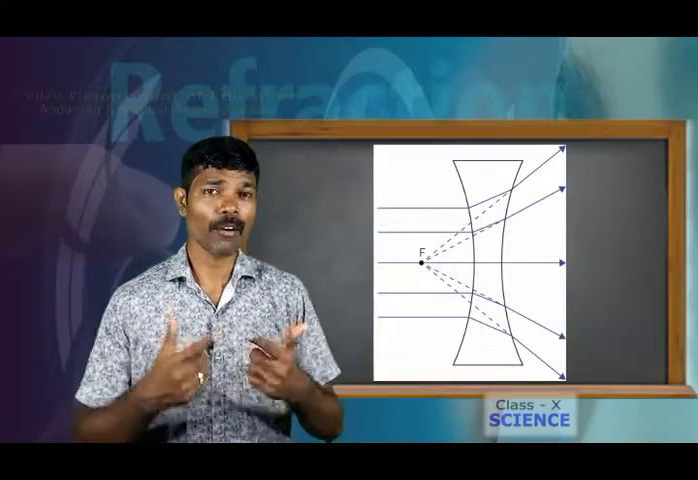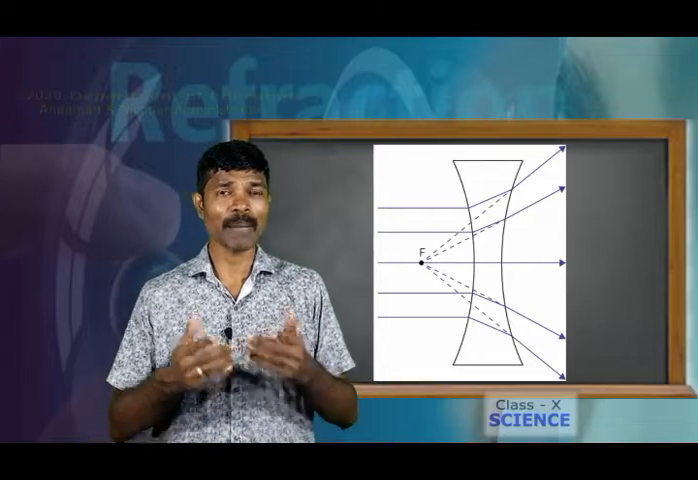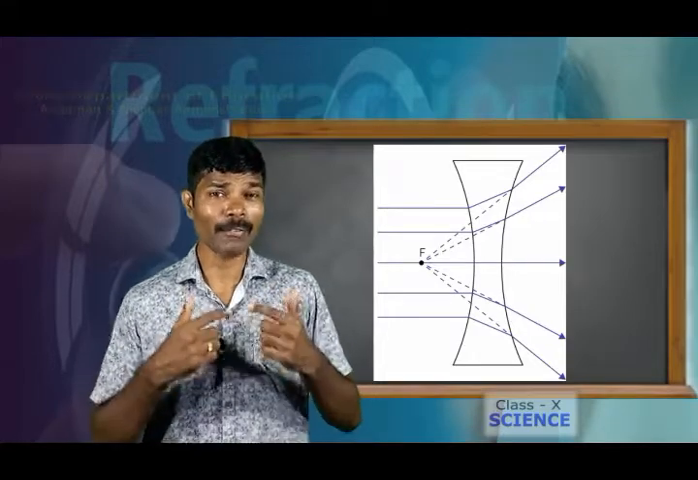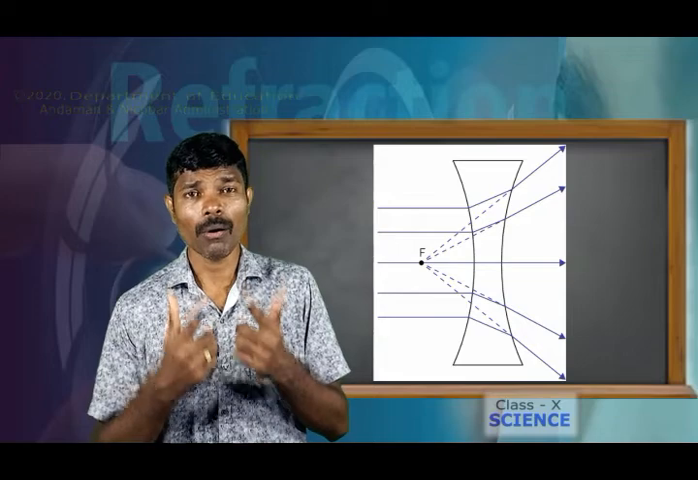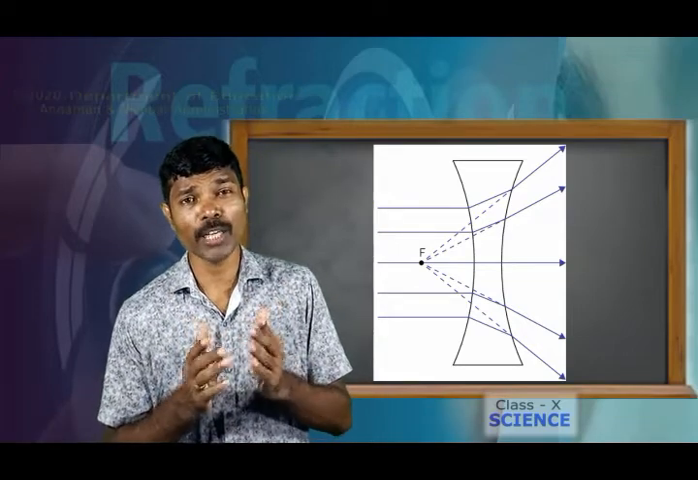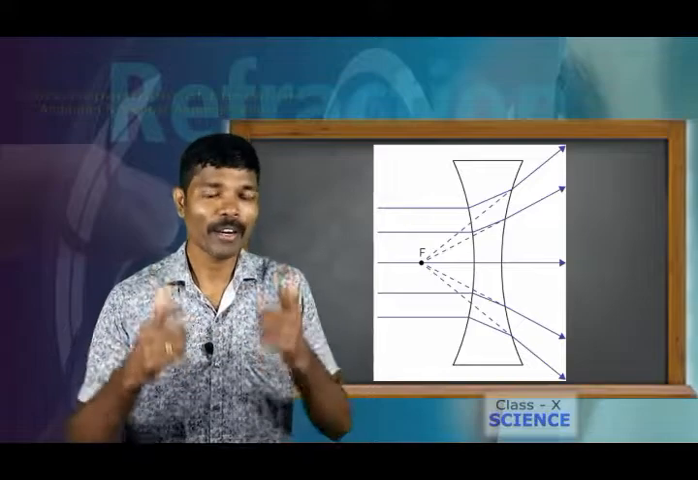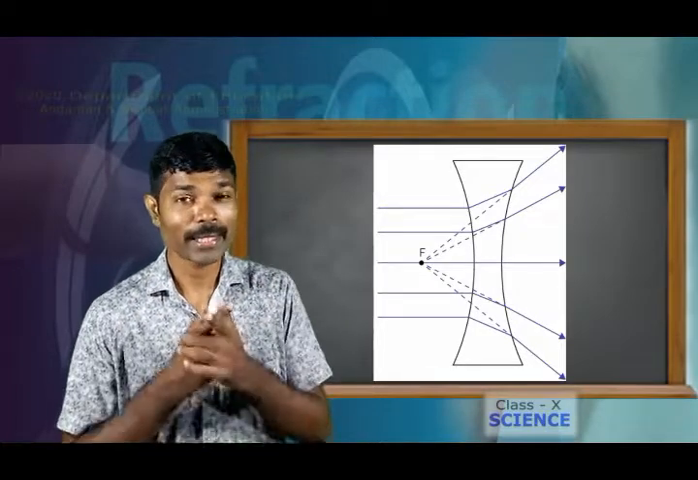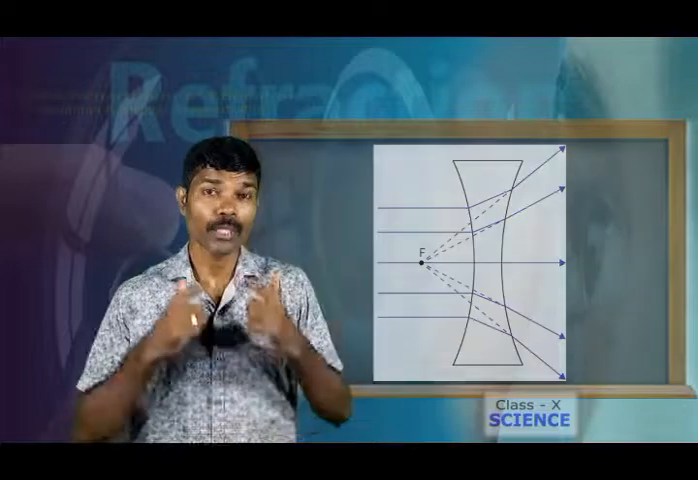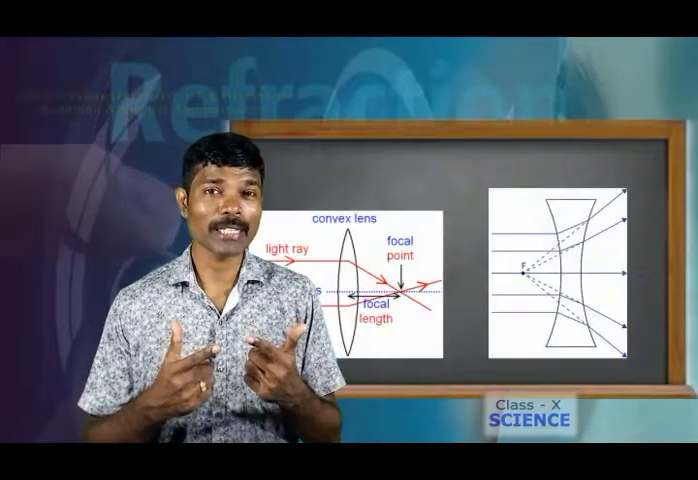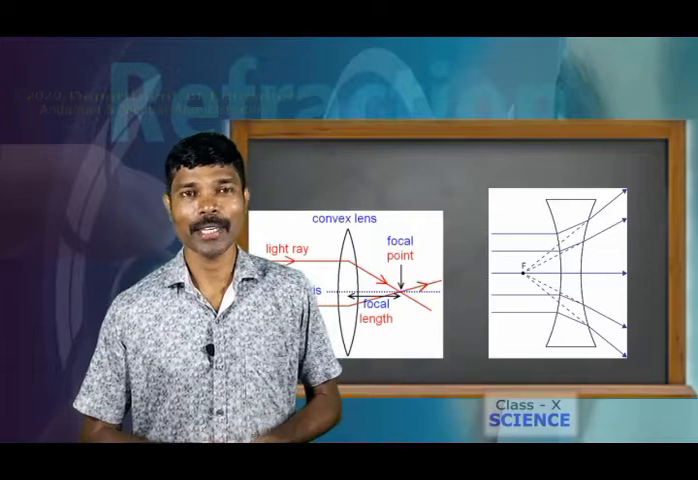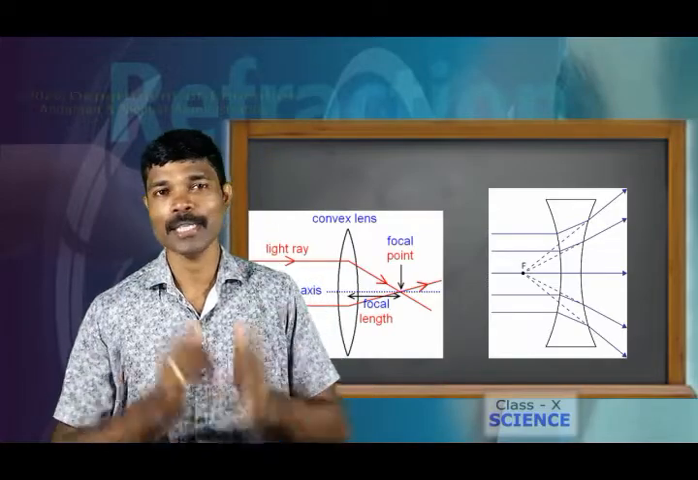Whereas if you take a concave lens, the light rays which are parallel to the principal axis, after refraction, what happens? All the light rays appear to diverge from the principal focus. So the concave lens is also known as a diverging lens. So the difference between concave and convex lens can be understood in terms of refraction: after refraction, a convex lens converges the light, whereas a concave lens diverges the light.